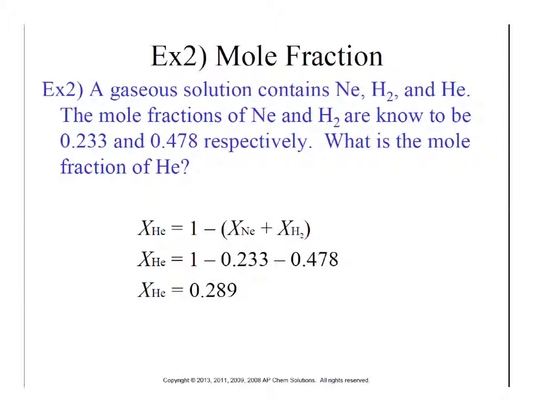So when we're dealing with mole fractions, the total is always going to be equal to 1. So the fraction that is helium plus the fraction that is hydrogen plus the fraction that is neon, in the case of this sample, those three would add together to be 1. Just like if they were percentages, they would add together to be 100%. So knowing that, if we have two of the fractions, so we know the neon and the hydrogen are 0.233 and 0.478 respectively, we can solve for the fraction that is helium by subtracting those two from 1. And that tells us the fraction of helium is 0.289.